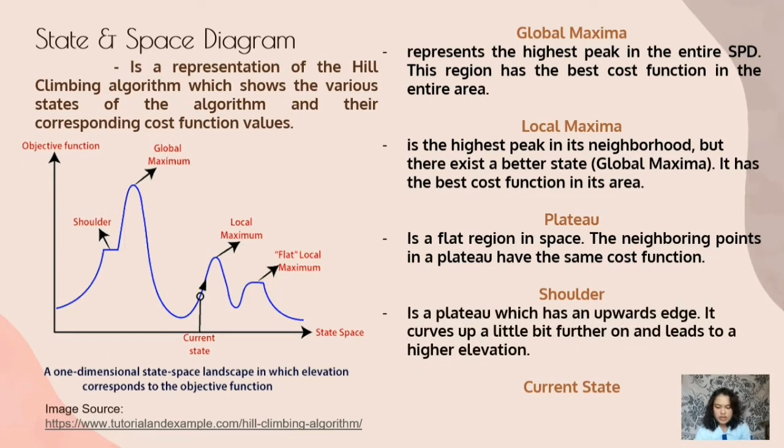Next is shoulder. It is a plateau which has an upwards edge. It curves up a little bit further on and leads to a higher elevation. And lastly is the current state. It is the region of the state space diagram where we are present during the search.